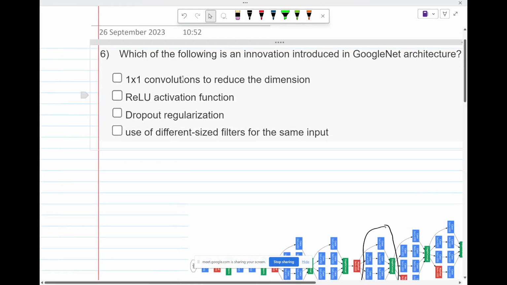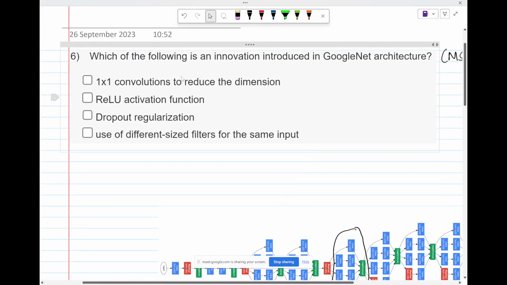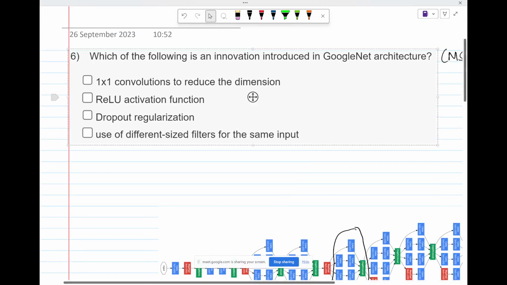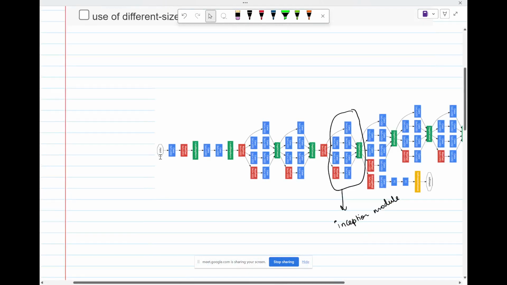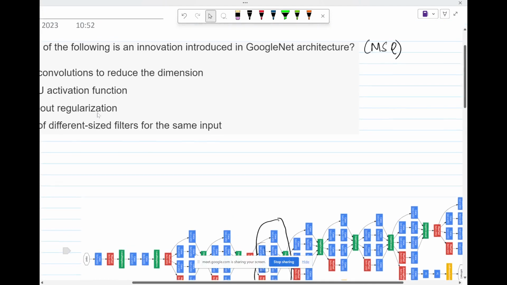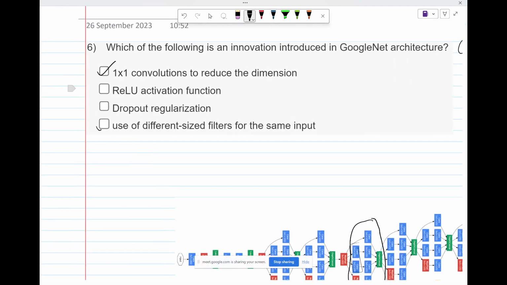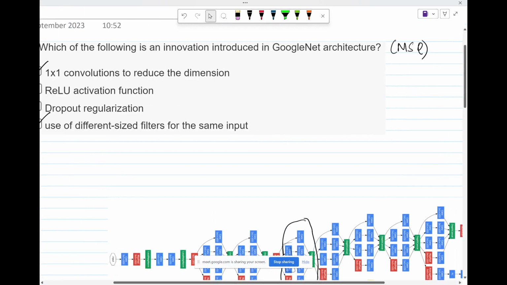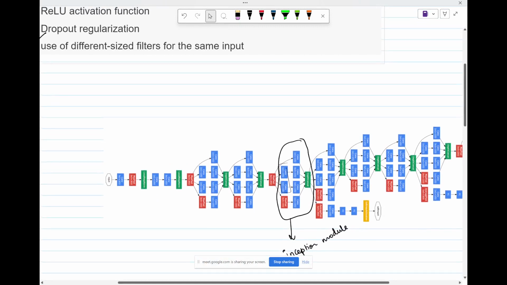So the innovation introduced in the GoogleNet architecture will be these 1x1 convolutions to reduce the dimension. That is this part. And use of different filter sizes for the same input. That is this part.